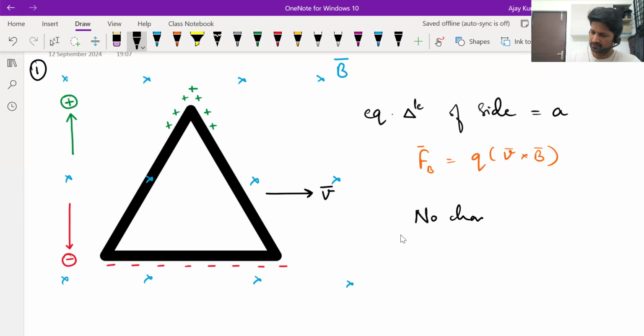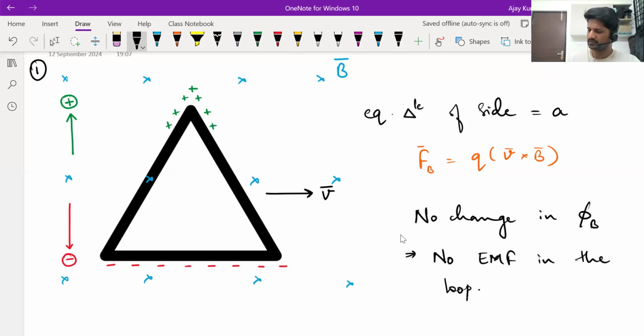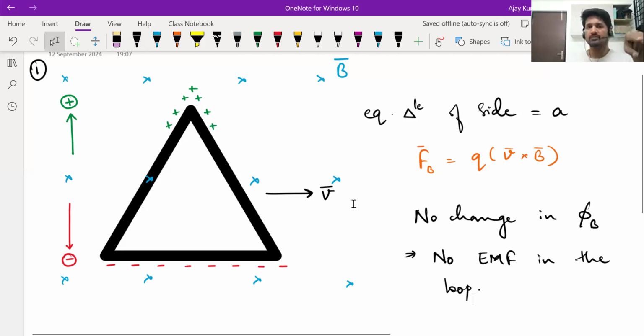No change in flux here. Magnetic flux. That means there is no EMF induced in the loop. Okay, understand this situation carefully. Wantedly, I took up this situation. Total EMF induced in the loop is 0.